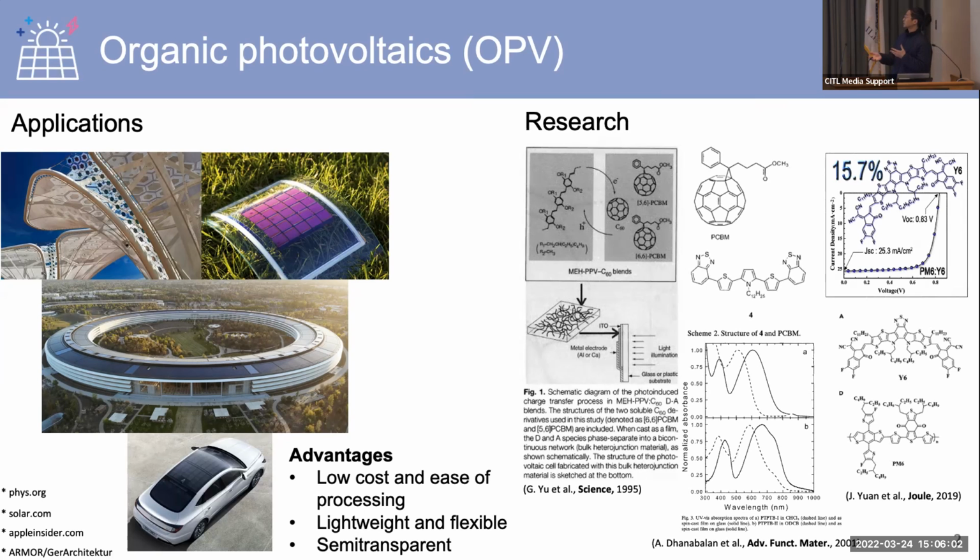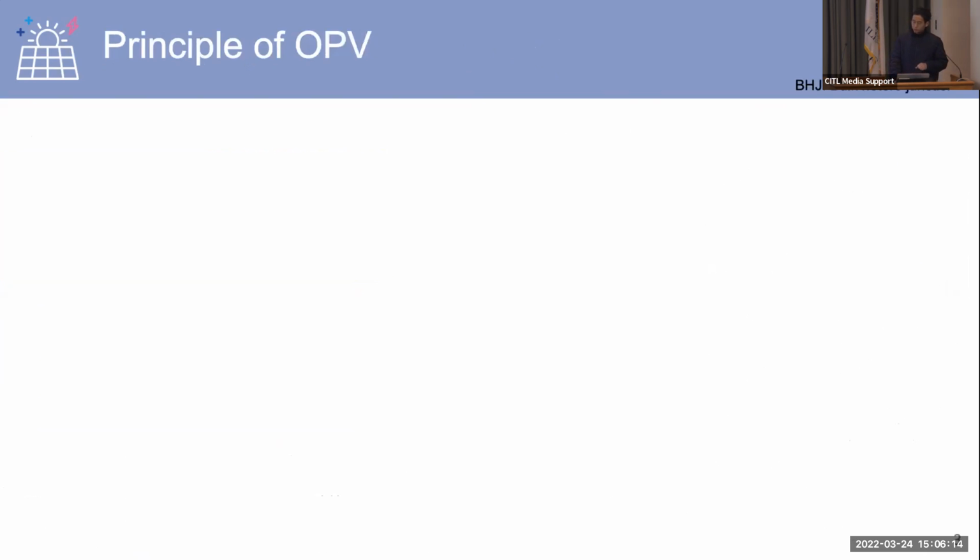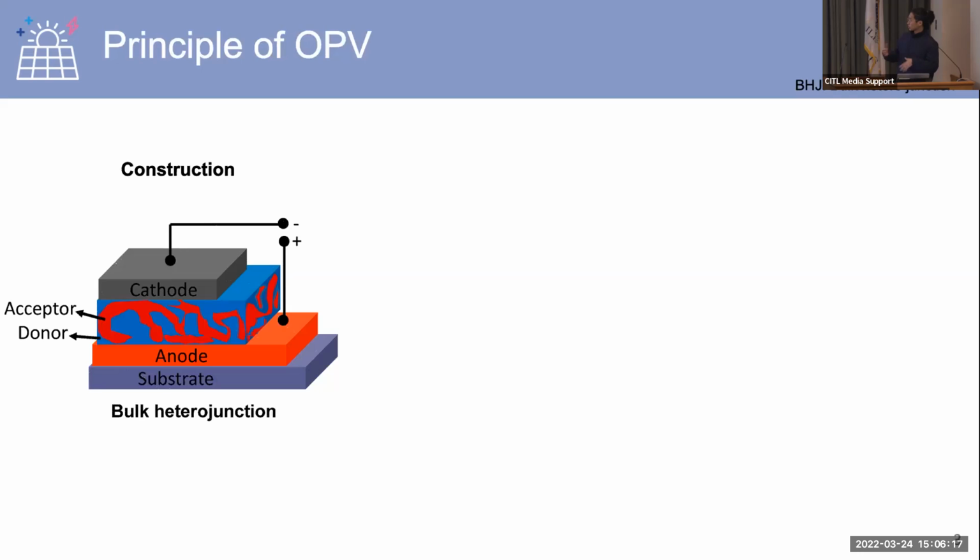Because of these strong points that OPV has, much research has been done to improve and enhance the performance of OPV, for example, the efficiency or the stability of the material, which are very important parts in an OPV device. OPVs are typically constructed with a bulk heterojunction layer. You can see this layer between the electrodes.